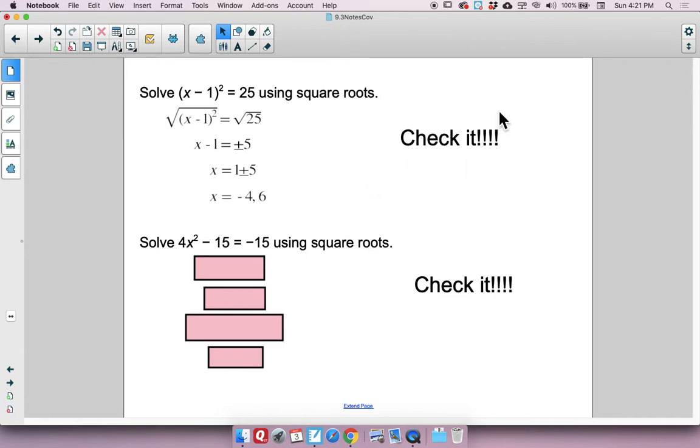Check, check. Okay? So you really want to focus on how you are going to take the square root and get just an x out of it. All right, go ahead and try this next one.